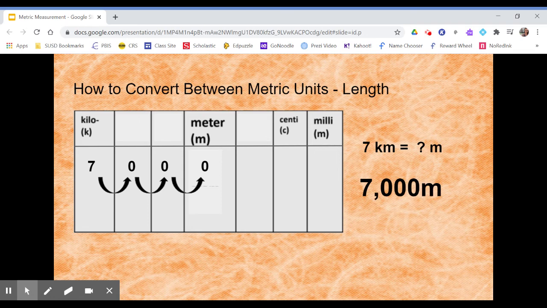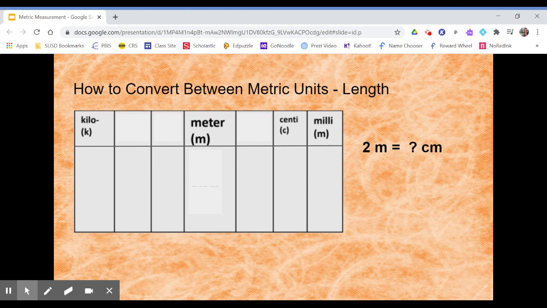Let's do one more to really get the hang of it. Let's say we're starting in 2 meters and we need to get to centimeters. We would again place the 2 in the correct column, in this case meters, which is our base column. And we need to get to C because it's asking for centimeters. Again, we would draw our arrows on our paper that we drew our chart on and see, well, it would take us 2 jumps to get to centi, which means we would move our decimal point 2 places also to the right, adding those zeros. So that means that 2 meters is equal to 200 centimeters.